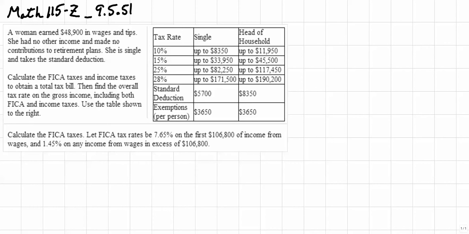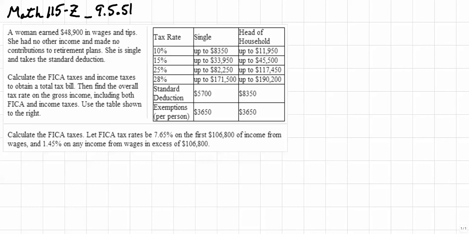A woman earned $48,900 in wages and tips. She had no other income and made no contributions to retirement plans. She is single and takes the standard deduction. Calculate the FICA taxes and income taxes to obtain a total tax bill. Then find the overall tax rate on the gross income, including both FICA and income taxes. Use the table shown to the right.